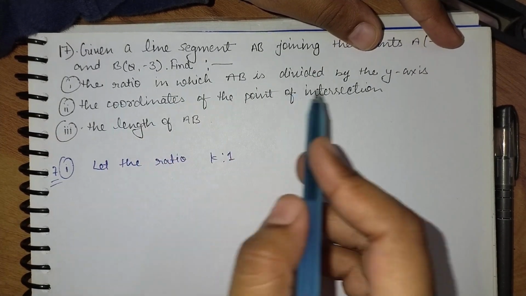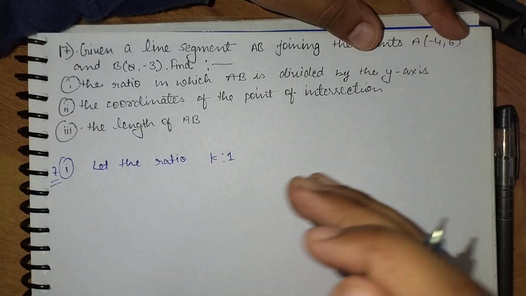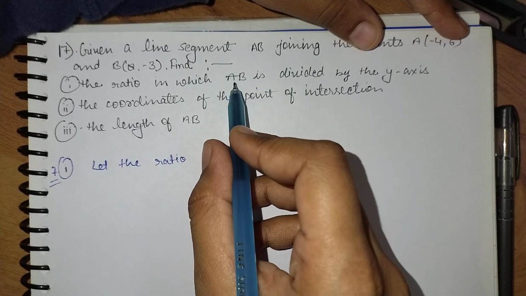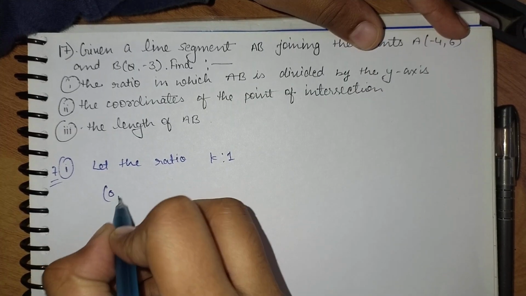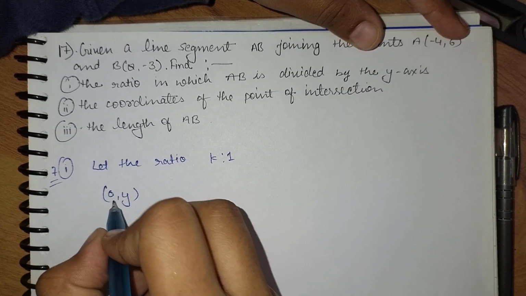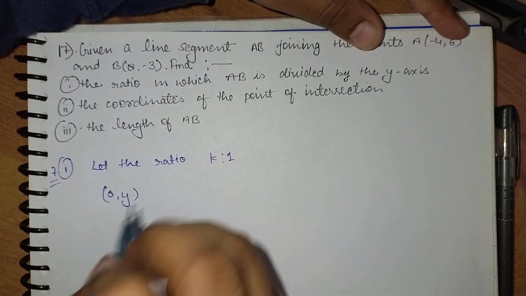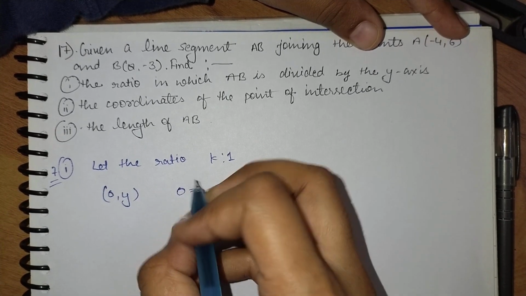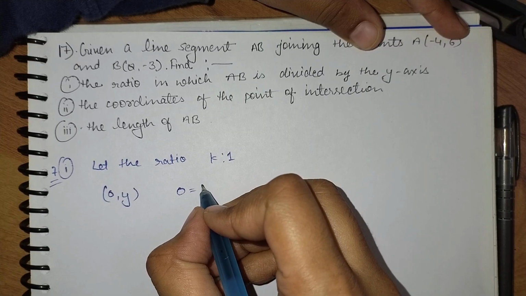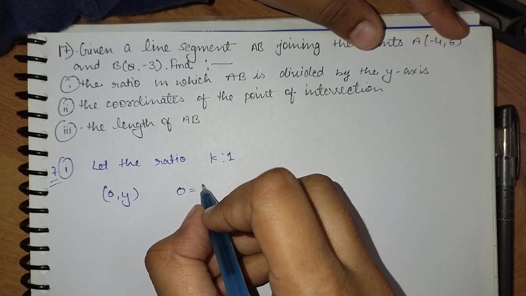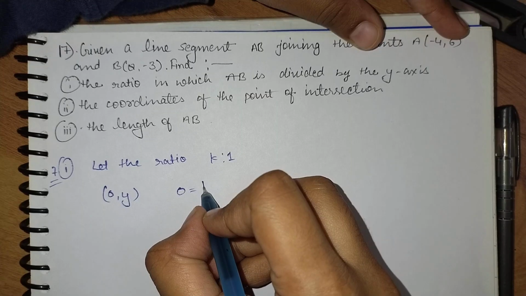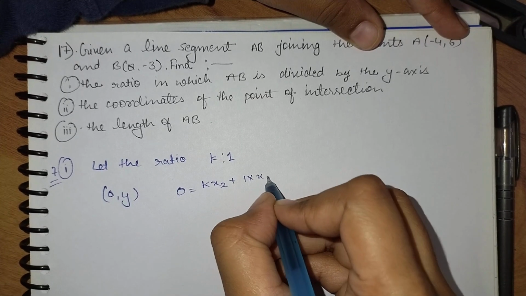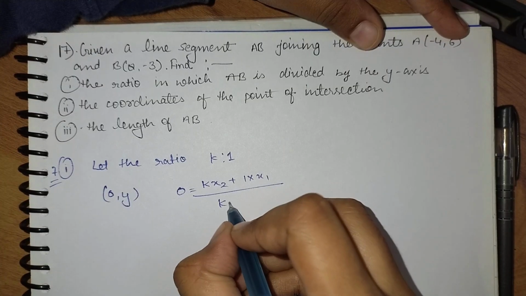Then if the y-axis is dividing the line AB, the coordinates of the point where the y-axis will intersect AB will be 0 comma y, meaning the x coordinate will be 0 and the y coordinate we are letting as y. So for finding this, we will put the value of x in the section formula, where it is (m1 x2 + m2 x1) upon (m1 + m2), that is k into x2 plus 1 into x1 upon k plus 1.